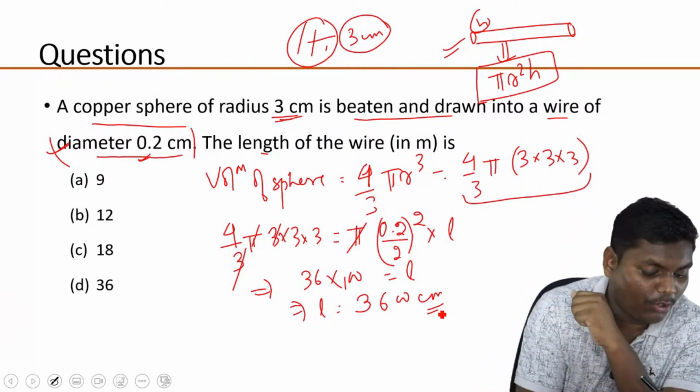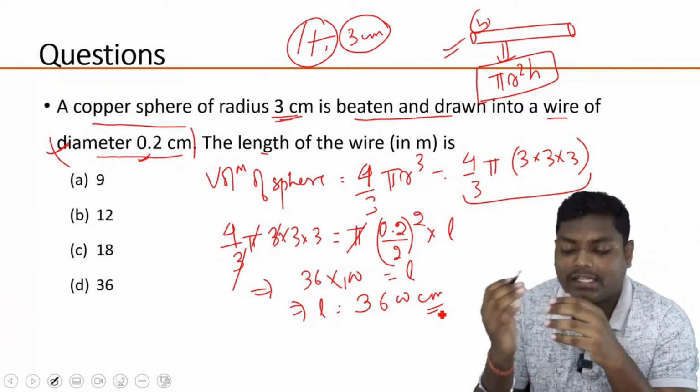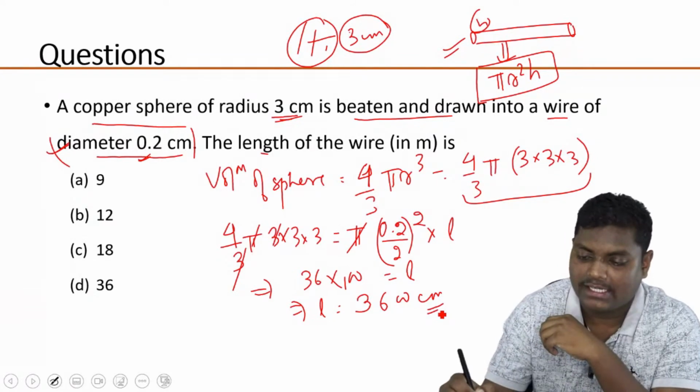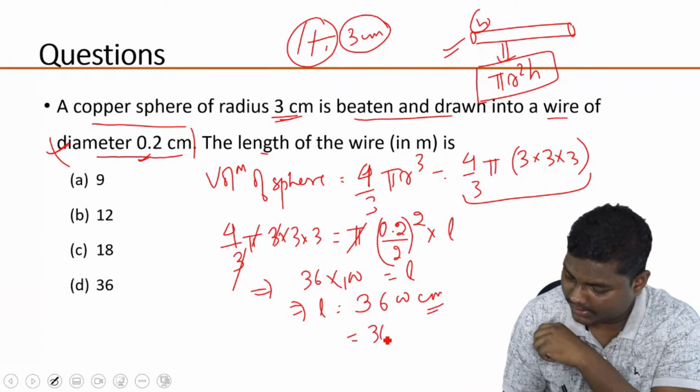Now, since all the values are given in meter, you can convert it. 3600 will be converted to 36 meter.